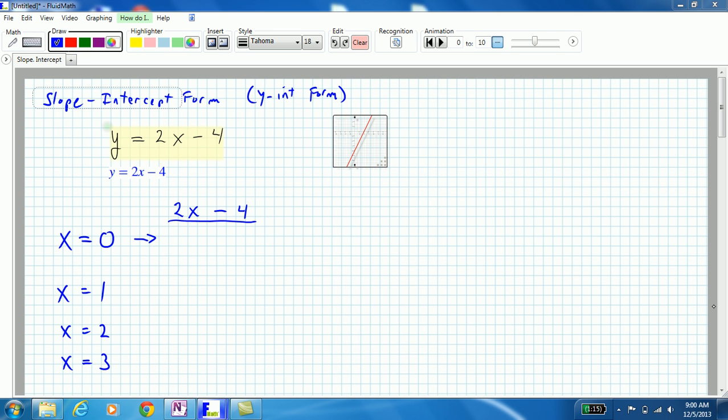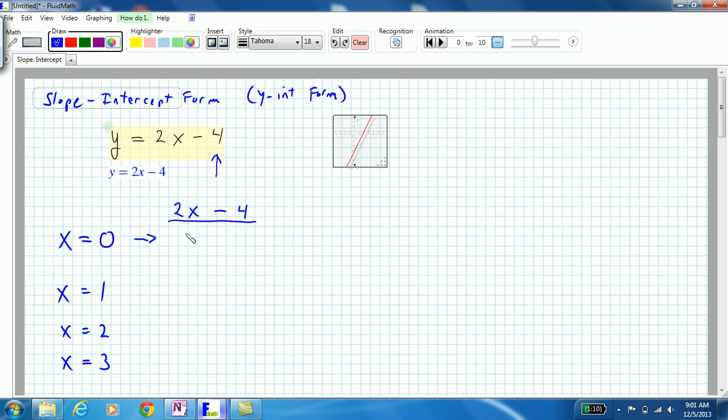Okay, this is a quick summary video on y-intercept form, or slope-intercept form. We're going to look at it quickly and do a few examples. First, to see that this is the y-intercept, in y equals mx plus b, the b part is the y-intercept. Just plug in x equals 0.